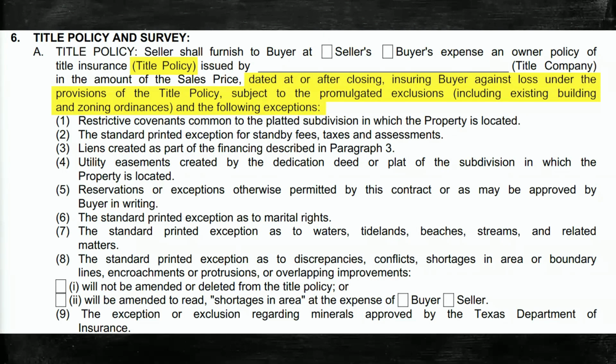And then there's a list of 9 exceptions, things that are not covered under a standard title insurance policy. These 9 items include restrictive covenants. So the title insurance company cannot issue an insurance policy that protects the owner against restrictive covenants, obviously. There are standard printed exceptions for standby fees, taxes, and assessments that are applicable to the property. We can't put in a title insurance claim because we have to pay property taxes. That doesn't work.